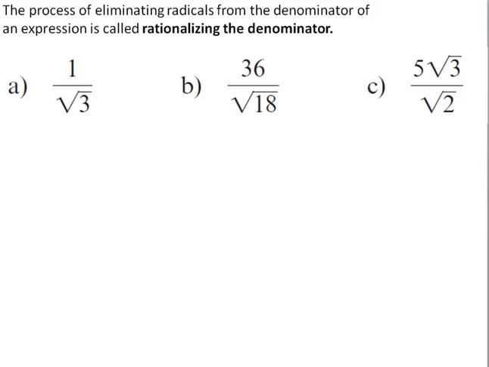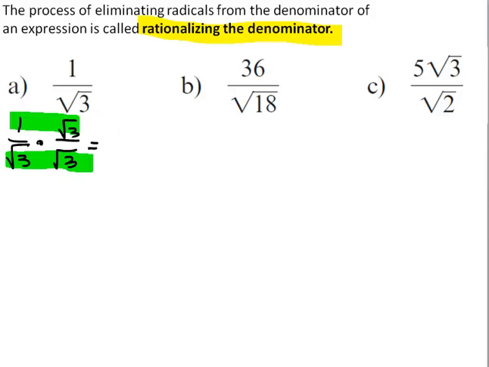And here it is in black and white. The process of eliminating radicals from the denominator of an expression is called rationalizing the denominator. And again, let's try it here. So here we have 1 over the square root of 3. The square root of 3 here is a big no-no. So what do I have to multiply that to get a whole number? Well, the square root of 3. And what I do to the bottom, I have to do to the top. So now I'm going to multiply across, and I'll end up with the square root of 3 over 3. I can't reduce that, tempting though it may be.